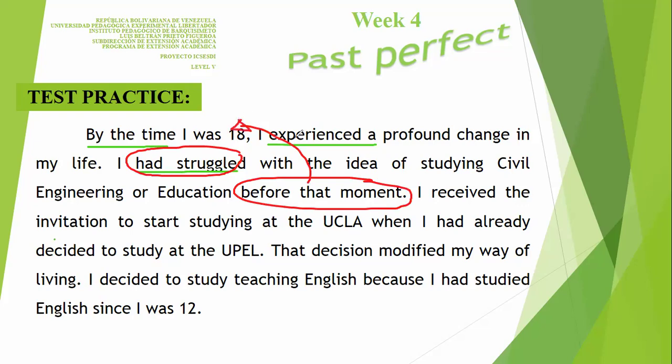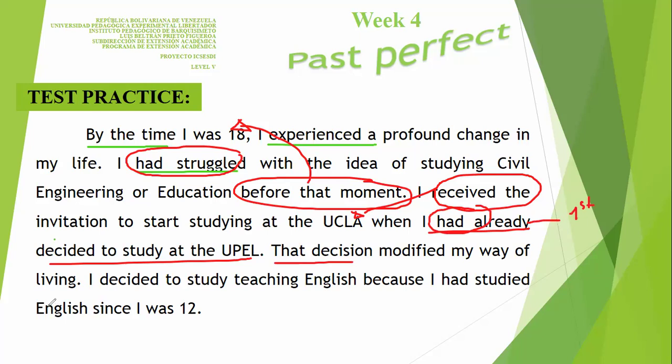What is that moment? When I was 18, right? Something happened first. What is that? That I had it was hard for me to decide which career to study. You see? Then I say I received the invitation to start studying at UCLA when I had already decided to study at UPenn. So when I received the invitation to study at the UCLA, I had already decided to study at UPenn. So this one happened first. How do I know that? Because I'm using past perfect. Then I say that decision modified my way of living.